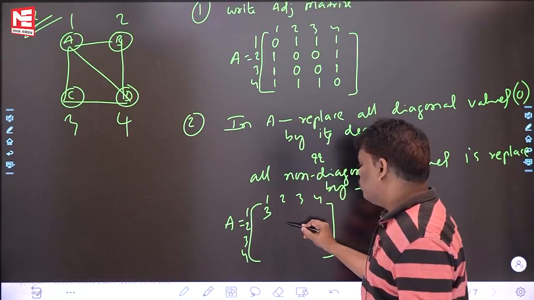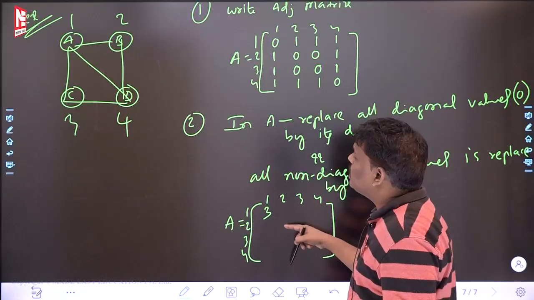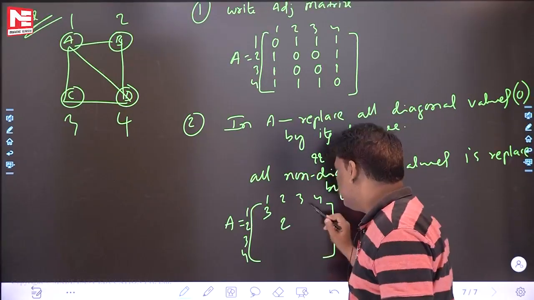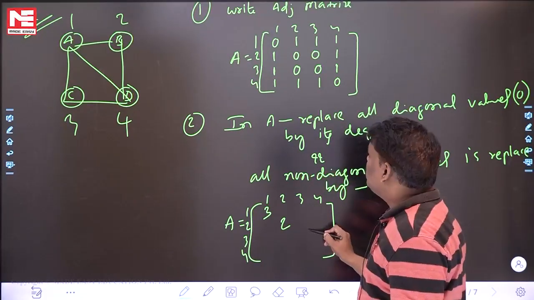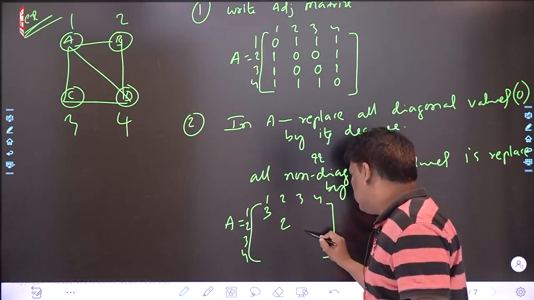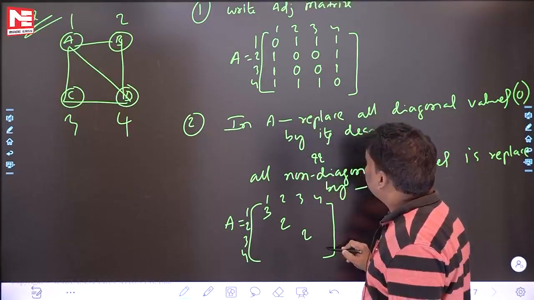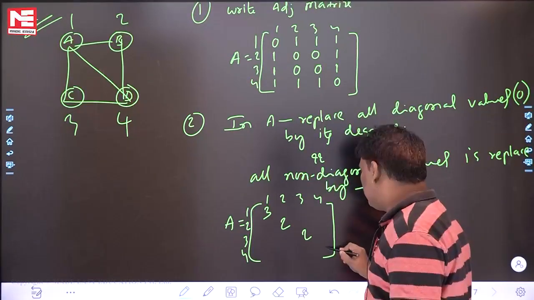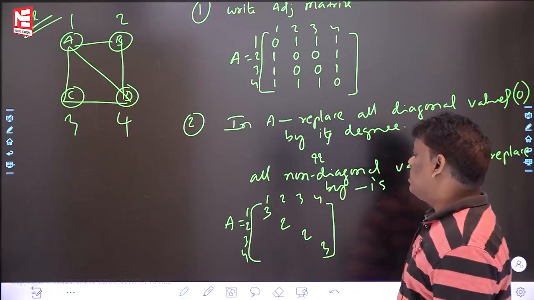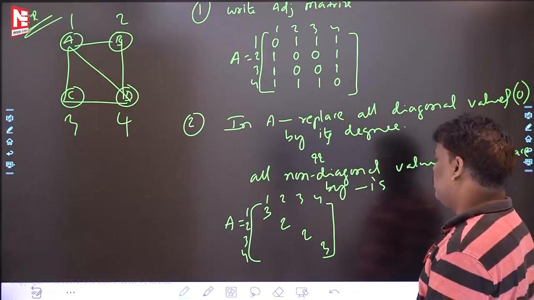What about 2, 2? 2, 2 is also 0. But in the graph, vertex 2 has degree 2. Go to 3, 3. 3, 3 is also 0. What is the vertex 3 degree? I think 2. Next one is 4, 4. That is also 0. What is the fourth degree? 3. Right? Like this, replace all diagonal zeros by their equivalent degree. Yes, I am done.